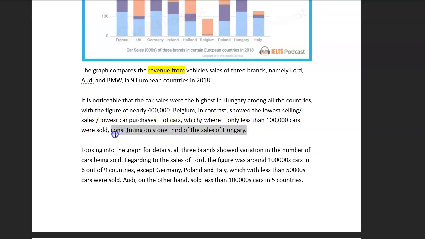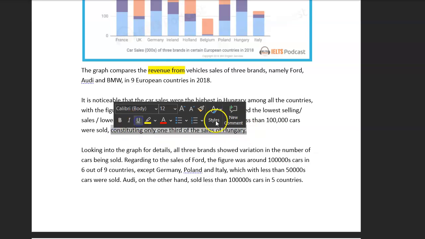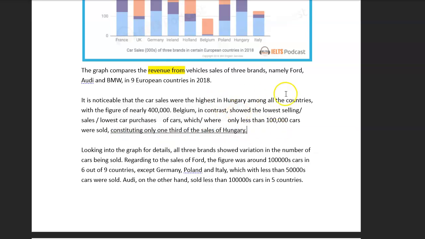This is lovely. This is just the right kind of language, so I'm going to underline that. Super good. That's what you want, and you've got your comparative and you've got your superlative.